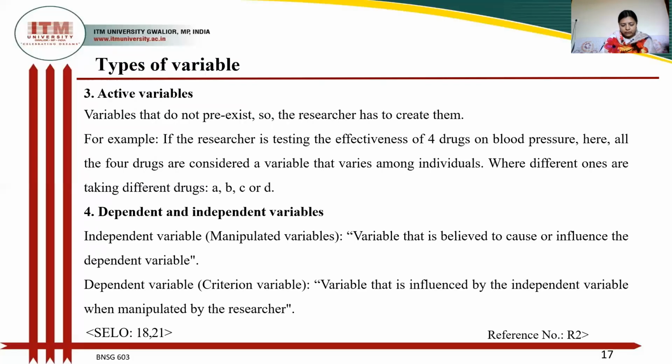The next variable which we call the active variables. So what are active variables? Active variables means variables that do not pre-exist. So the researcher has to create them. While doing the research, the researcher is creating something. Those are called active variables. Means they are not present in their research. So if the researcher is testing the effectiveness of 4 drugs on blood pressure, here all the 4 drugs are considered as a variable that varies among the individuals, whereas ones are taking the different drugs.